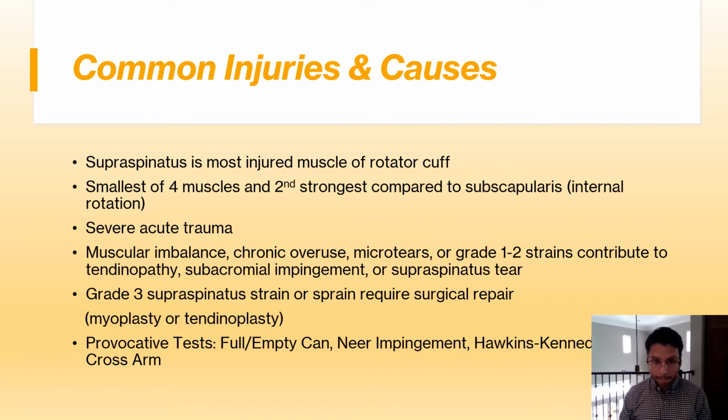that's a positive sign. Also, the Neer impingement test, where you take the shoulder in full flexion, internal rotation while maintaining stability of the scapula. If pain is reproduced, then there is a subacromial impingement. The Hawkins-Kennedy test and the cross-arm test also are provocative tests to indicate an injury of the shoulder.